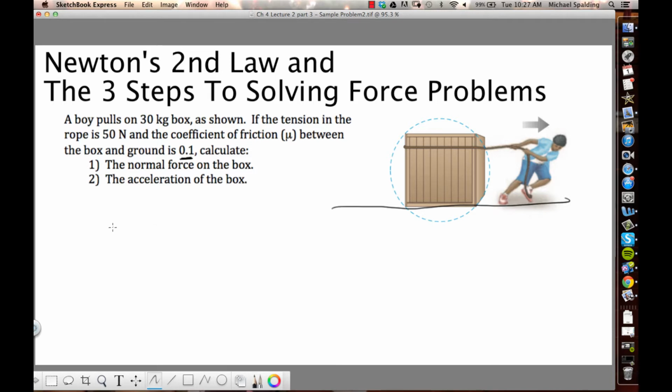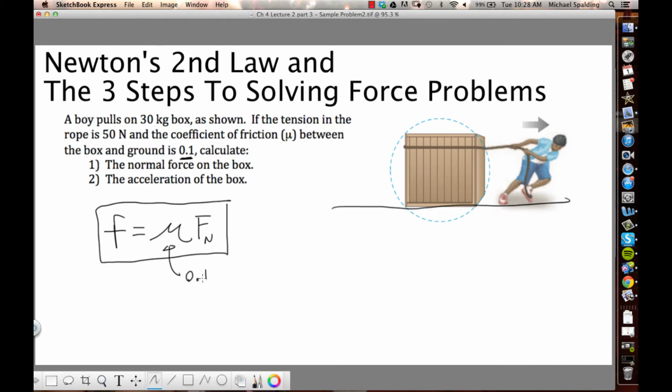So let's review friction. The equation for friction is coefficient, so that mu there, the Greek letter mu, coefficient times normal force. That's the equation for friction. So in this problem, we're told that the coefficient is equal to 0.1. So how do you think about this? Well, what is 0.1 in percentage?